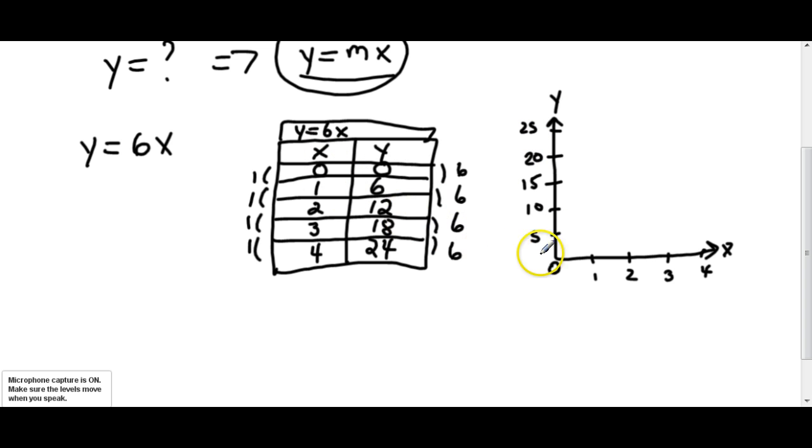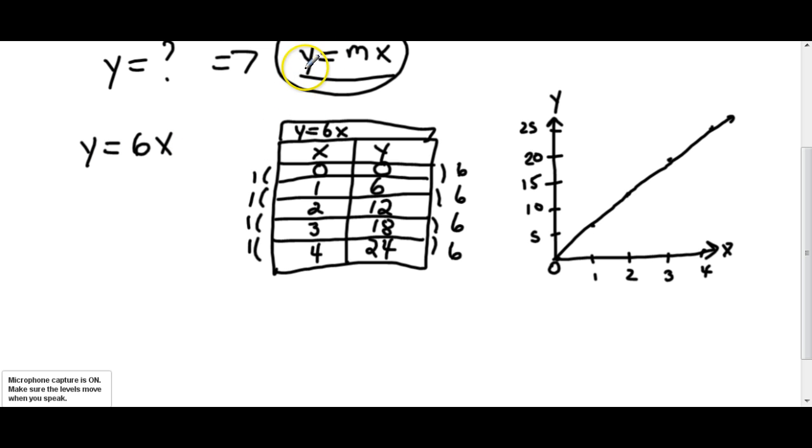When x is 0, y is 0. So here's my first point, right through the origin. When x is 1, y is 6. 1 and 6 is there. When x is 2, y is 12. So 2 and 12, right there. 3 and 18, about there. And 4 and 24, about there. And then I can connect all these points with a straight line. That is how you would graph this particular equation of y equals 6x.